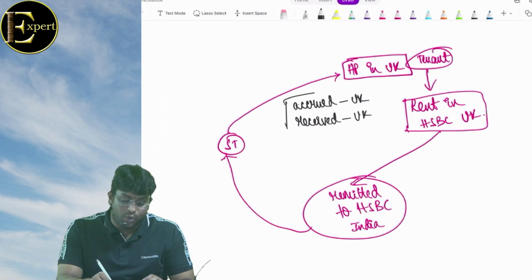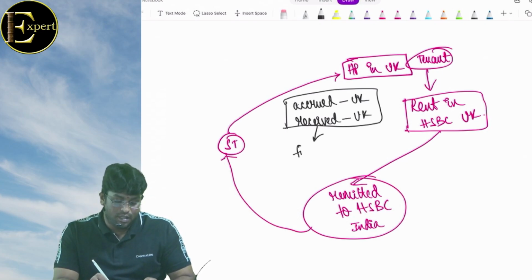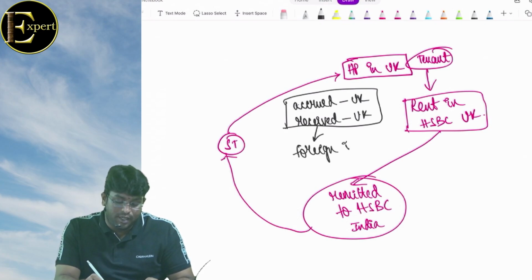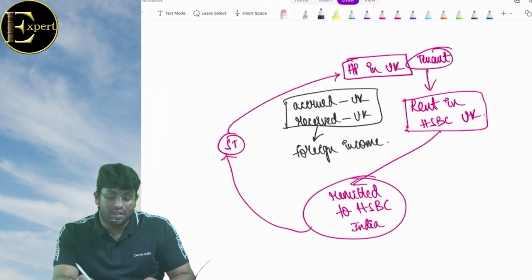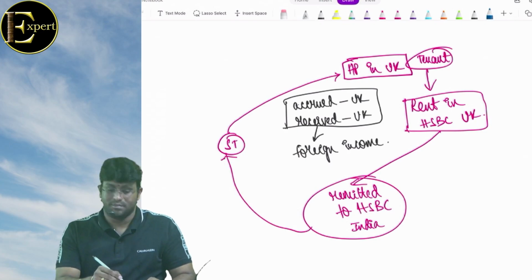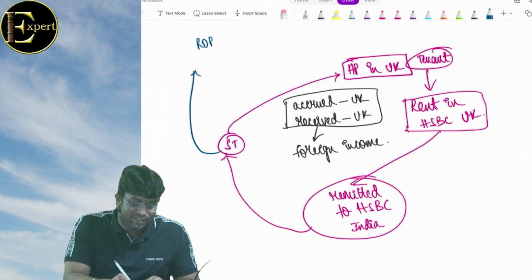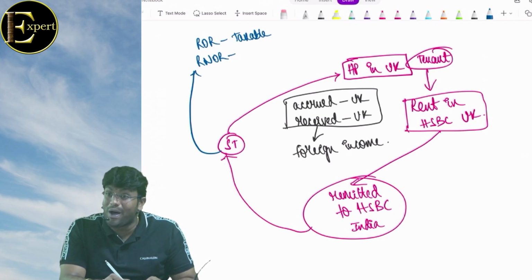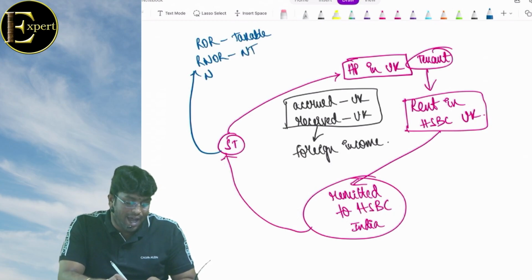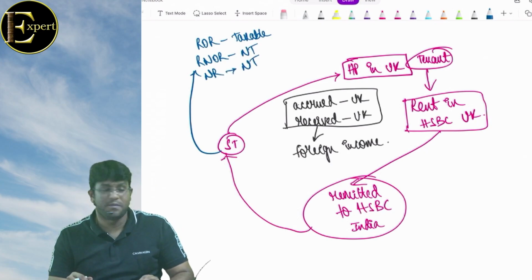Now when it is accrued in UK, received in UK, what is the nature of income? Without second thought, answer is foreign income. My question to you, is it taxable? Exactly. Don't conclude. Shiva Teja is ROR, taxable. Shiva Teja is RNOR, RNOR, NR. Wonderful. I'm sure we got a full clarity on this.